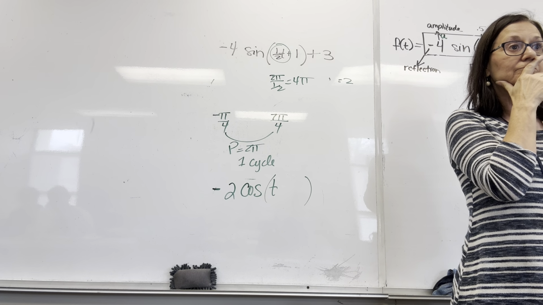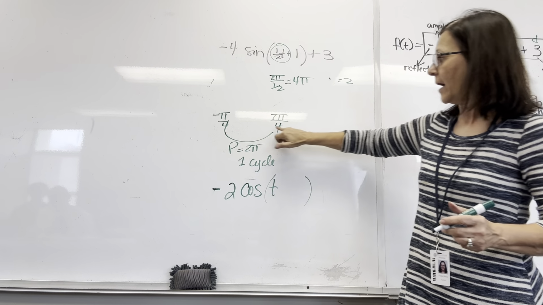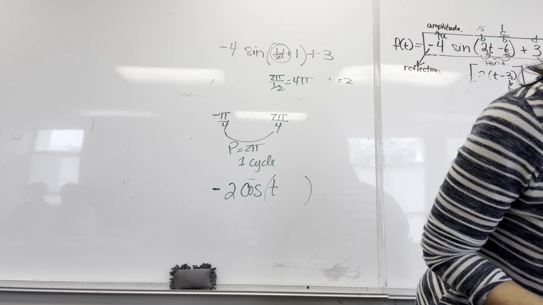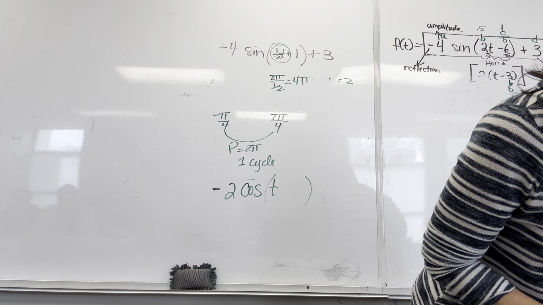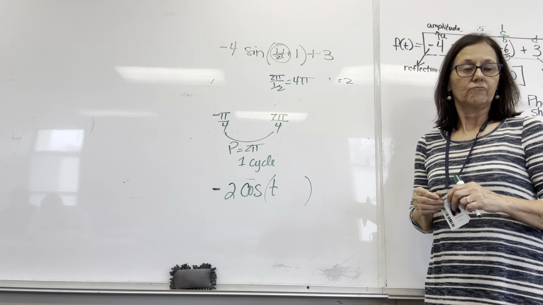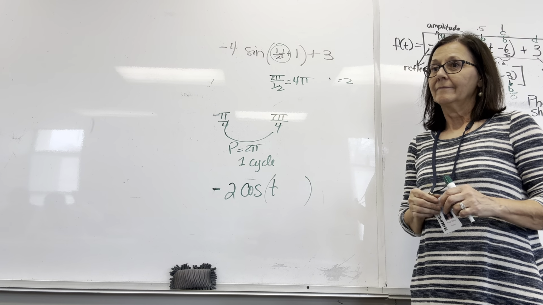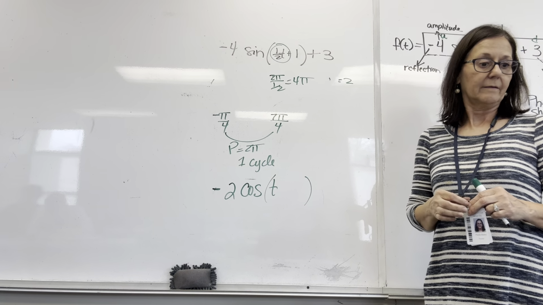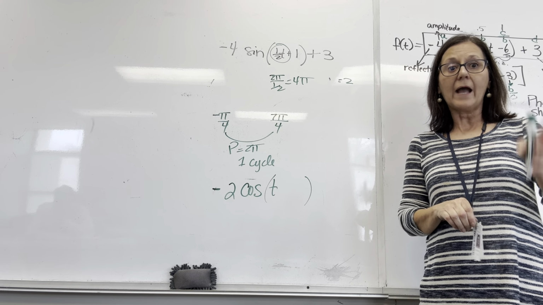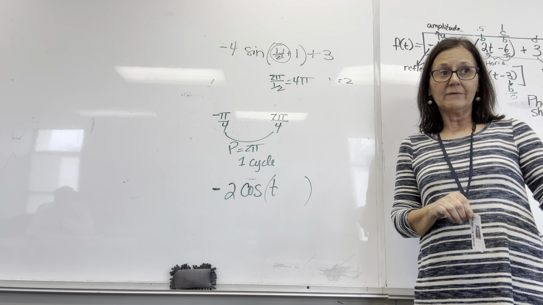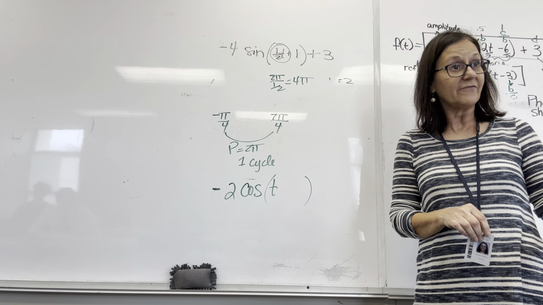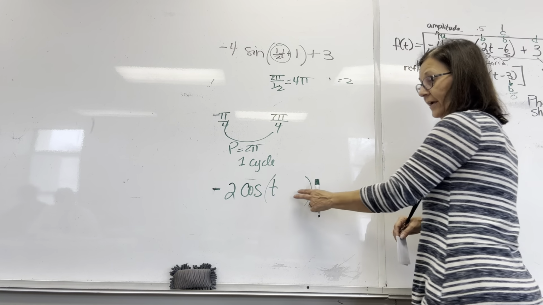How do you know it was one cycle? Because we completed one cycle from negative pi over 4 to 7 pi over 4, and that's a distance of 2 pi. All right. What's the phase shift? It would normally start at 1, at the y-axis. But now it starts at negative pi over 4. So that's a phase shift left. So what do I do here? Plus.